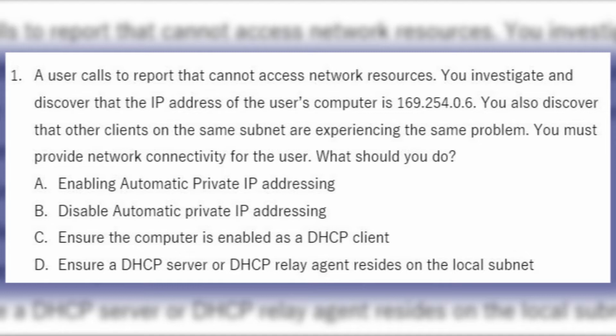A. Enable automatic private IP addressing. B. Disable automatic private IP addressing. C. Ensure the computer is enabled as a DHCP client. D. Ensure a DHCP server or DHCP relay agent resides on the local subnet. The correct answer for this question is choice D. Ensure a DHCP server or DHCP relay agent resides on the local subnet.